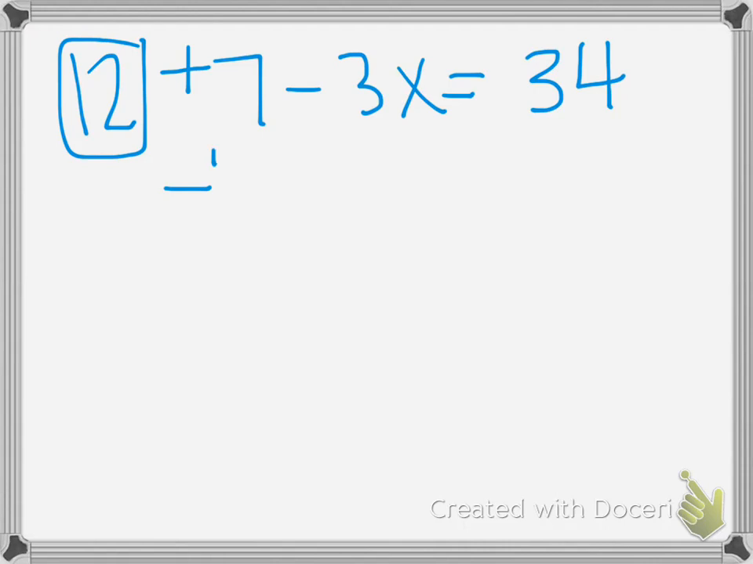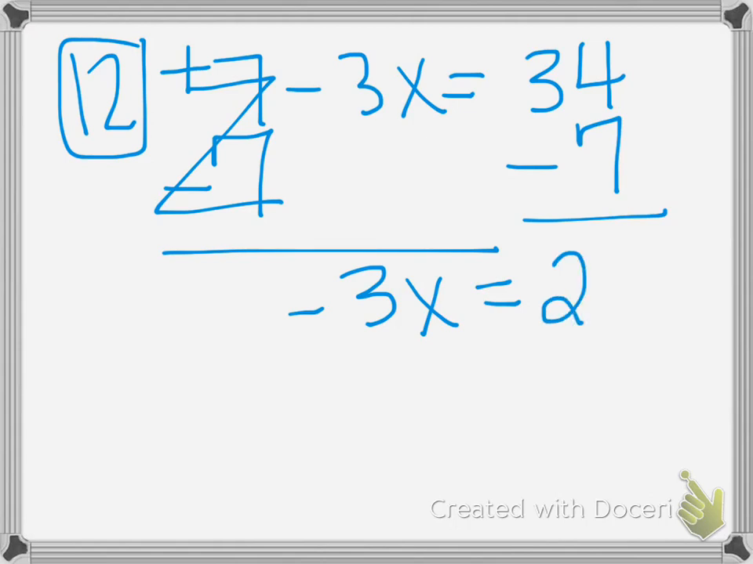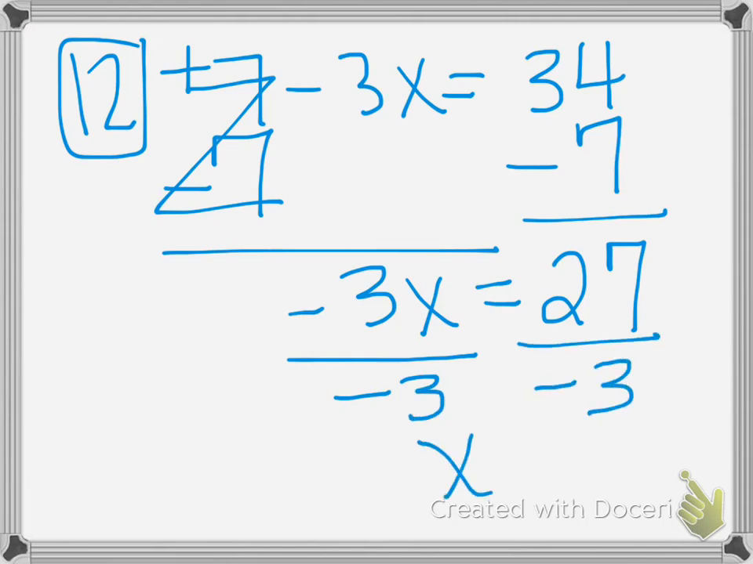So to undo that, I need to do minus 7, minus 7. This zeroes out. I've got negative 3x. I know that looks like a minus sign right there, but it really becomes a negative if there's a 0 in front. And then 34 minus 7 gives me a 27. Last step, simply divide by negative 3 because it's been multiplied by x. So I get x equals negative 9 for number 12.